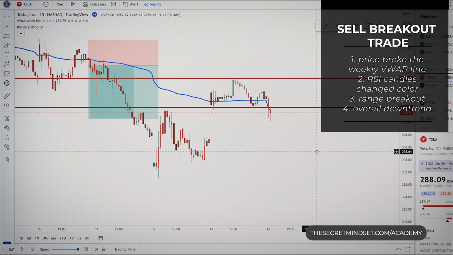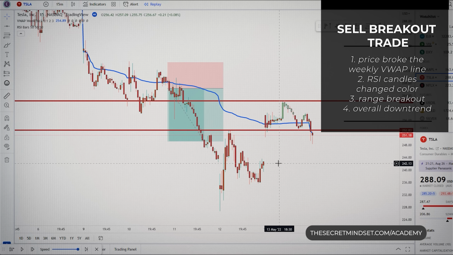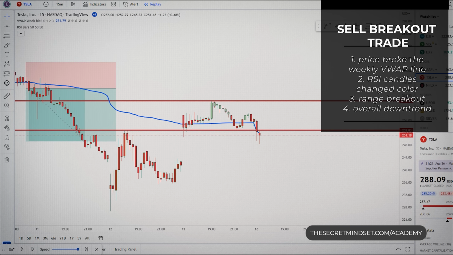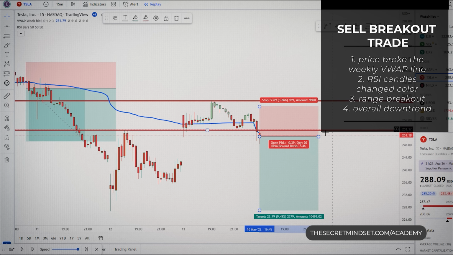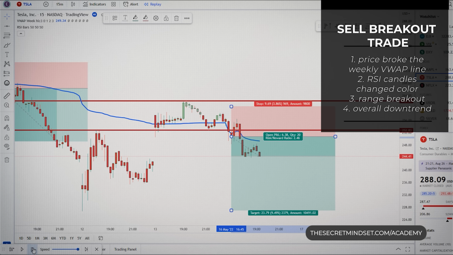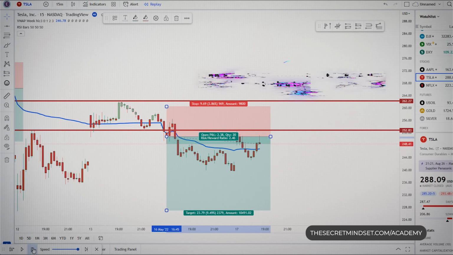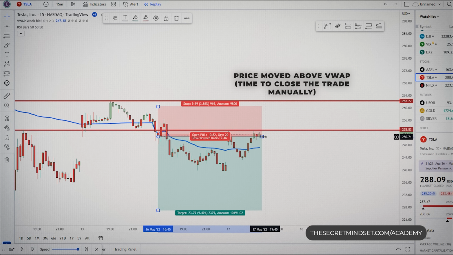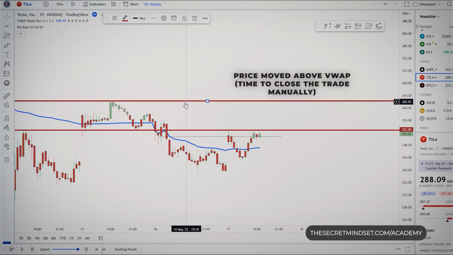Okay, I'll take this short here. We have a VWAP breakout, a breakout below the previous range, in the context of a downtrend, as price is making lower lows. We'll put the stop loss above VWAP, and we'll target this previous swing low. We had some downward momentum, but now price moved above the VWAP line, so we'll close the trade manually with a small loss.